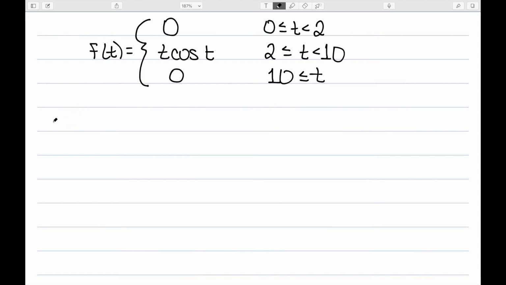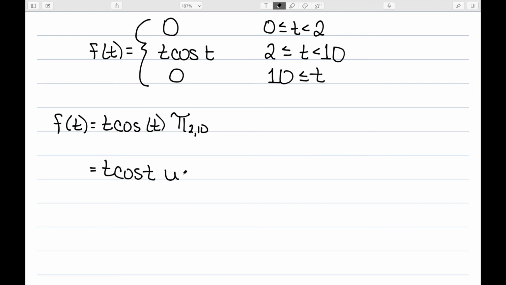Let's consider this function here. So it's 0 between 0 and 2. It then goes to t cosine t between 2 and 10, and then it's 0 again. So we can define this as t cosine t times the window function between 2 and 10, since that's where my discontinuity is. This would mean I am t cosine t times u of t minus 2, minus t cosine t u of t minus 10. So all I did here is substitute in what the window function is.